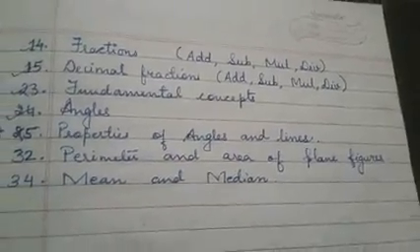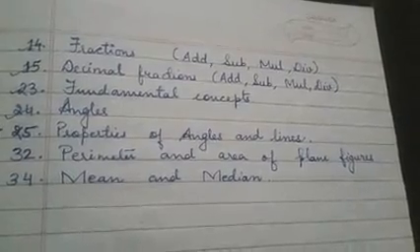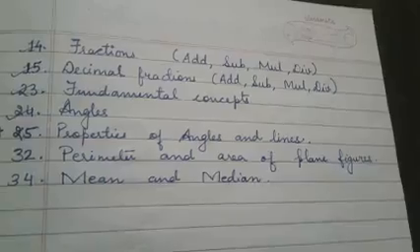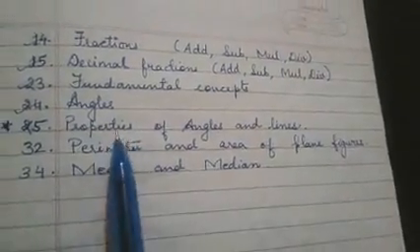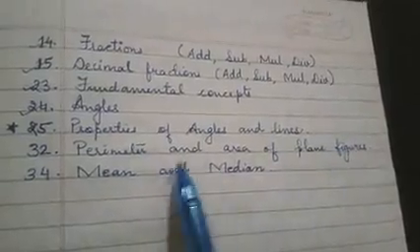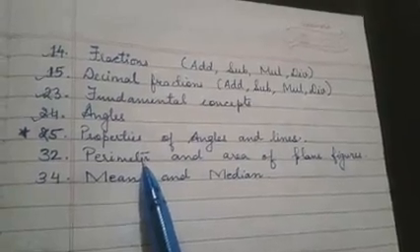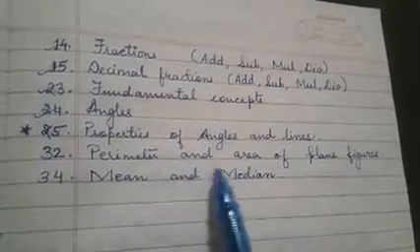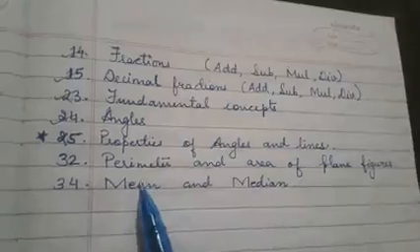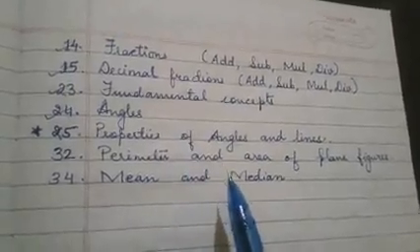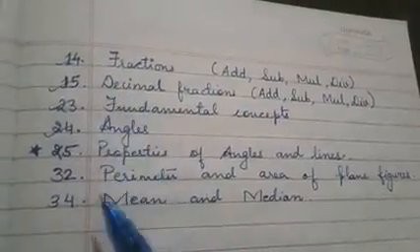I'm trying to extract and present the important concepts. So perimeter and area of plane figures, that is rectangle, square and all about that, and then mean and median. This is the easiest part, but you make mistakes in the easiest part only. Difficult parts you study very well. So you can start working on it.